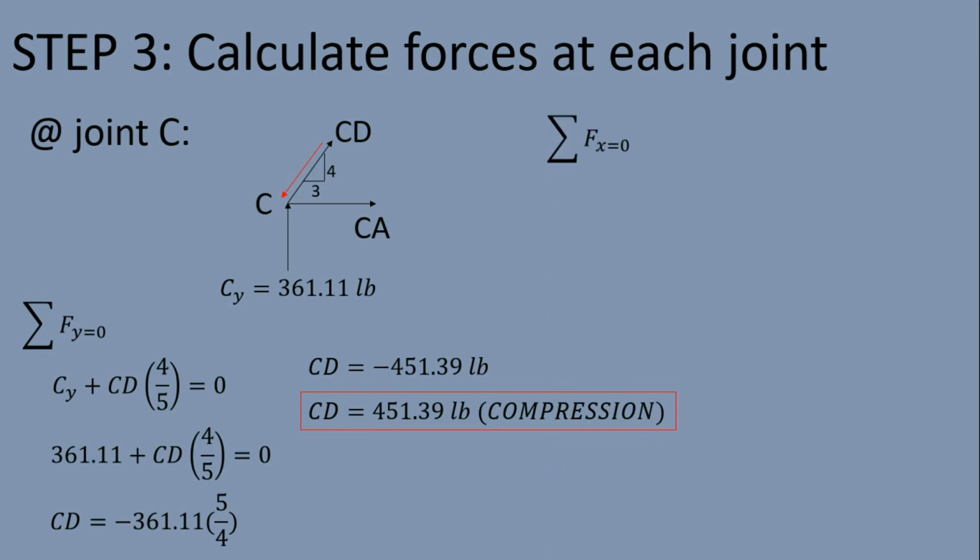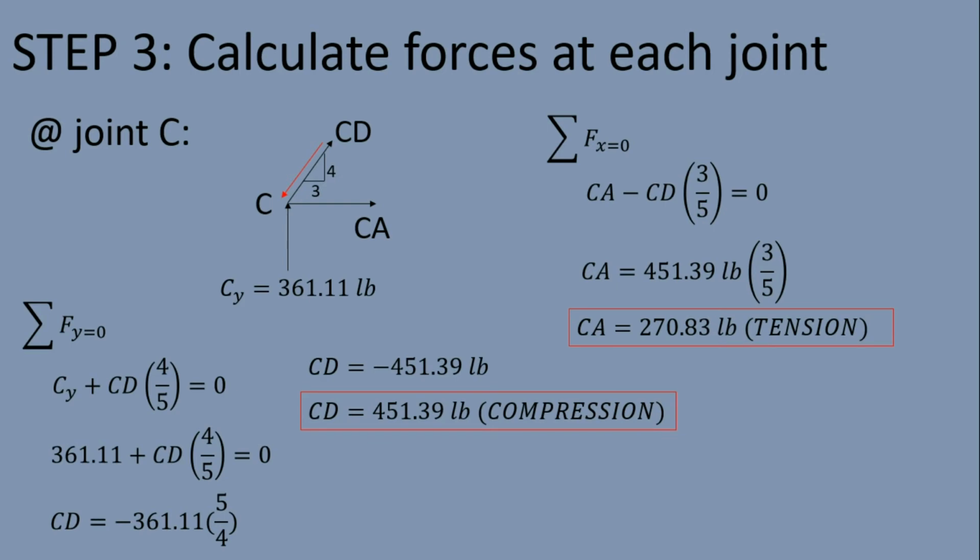So, para naman sa summation ng forces X natin, ang may X component dyan ay si CD, tapos meron tayong CA. So, to get that, since alam na natin yung direction ng CD, yun ay gagamitin natin. So, magkaiba sila ng direction. Pababa na going left yung CD. So, CA minus CD times yung sa slope niya, 3 over 5 must be 0. So, that is CA is equal to 451.39 pound 3 over 5, which is CA is equal to 270.83 pound na tension since pahatak siya sa point C, tension.